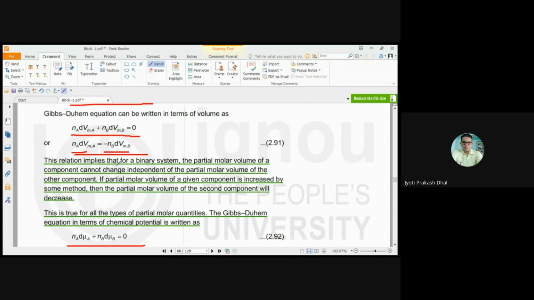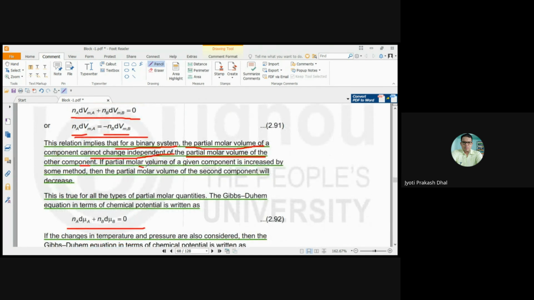This relationship implies that for a binary solution, for a binary system, the partial molar volume of a component cannot change independent of the partial molar volume of the other component. If the partial molar volume of a given component is increased by some method, then the partial molar volume of the second component will be decreased. So here in this equation you can see nA dV_MA equals minus nB dV_MB. That means the partial molar volume of a component cannot change independently.